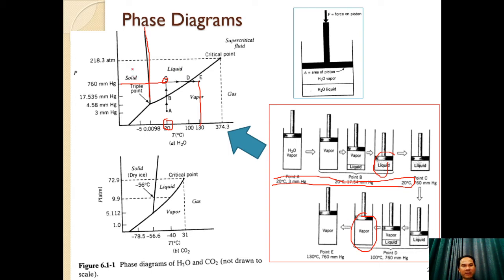Okay, if you consider the solid and liquid, right? For example, if you start at this point, that's like if you increase the temperature of the solid until this point, from solid to liquid, we call this melting, right? Melting point. From the solid to liquid, we call this the melting point. The melting process is from solid to liquid.